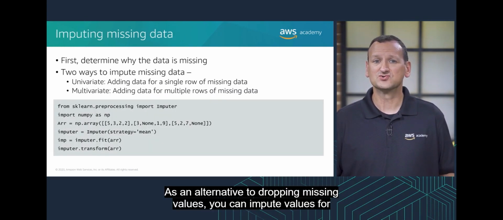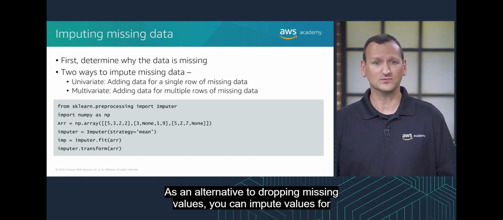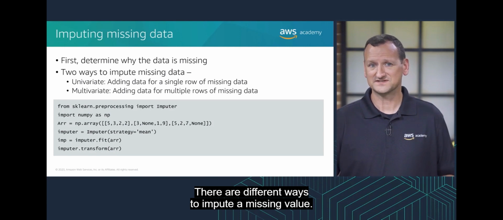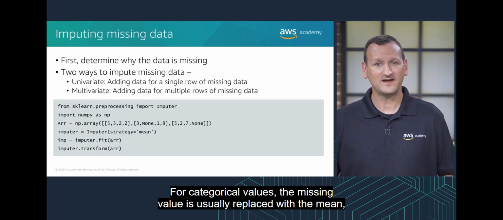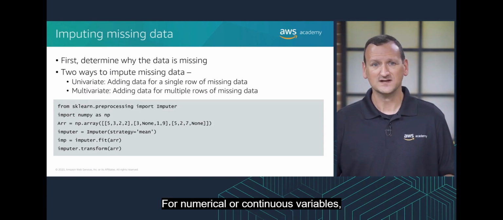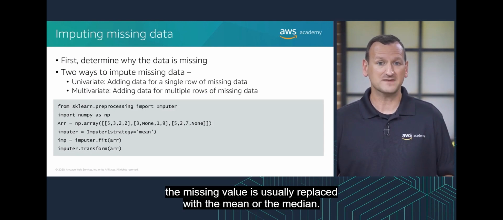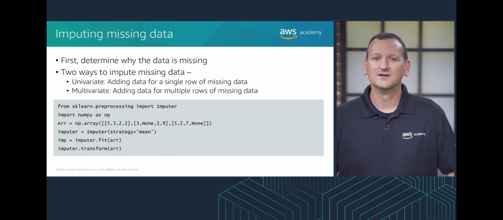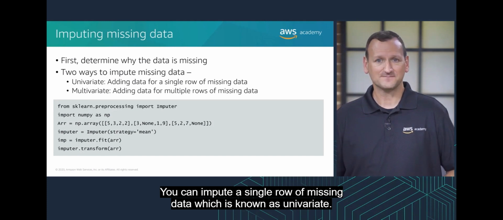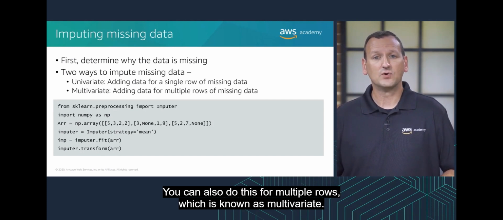As an alternative to dropping missing values, you can impute values for those missing values. There are different ways to impute a missing value. For categorical values, the missing value is usually replaced with the mean, the median, or the most frequent values. For numerical or continuous variables, the missing value is usually replaced with the mean or the median. You can impute a single row of missing data, which is known as univariate. You can also do this for multiple rows, which is known as multivariate.